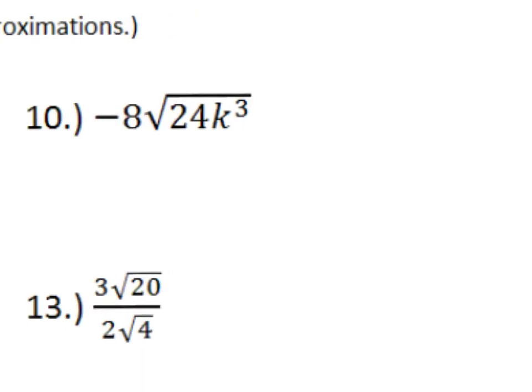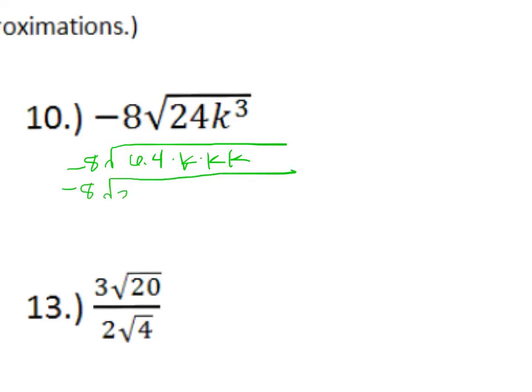Number 10. We have the 8 on the outside and we have the k's. So let's put that -8. 24 I know can go to 6 times 4. K is going to go to K, K, K, with 3 K's there. We have the -8. 6 goes to 2 times 3. 4 goes to 2 times 2. And then we still have the 3 K's.